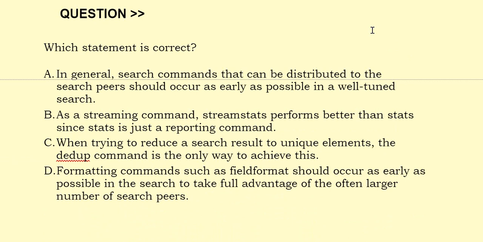as a streaming command, streamstats performs better than stats since stats is just a reporting command. Option C, when trying to reduce search results to unique elements, the dedup command is the only way to achieve this. Option D, formatting commands such as fieldformat should occur as early as possible in the search to take full advantage of the often larger number of search peers.